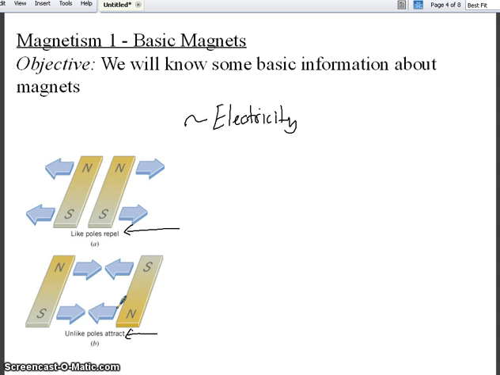Okay, so that's a magnet. Oh, and by the way, all magnets have a north and south pole. All magnets have a north and south pole. We'll get to that in a second.